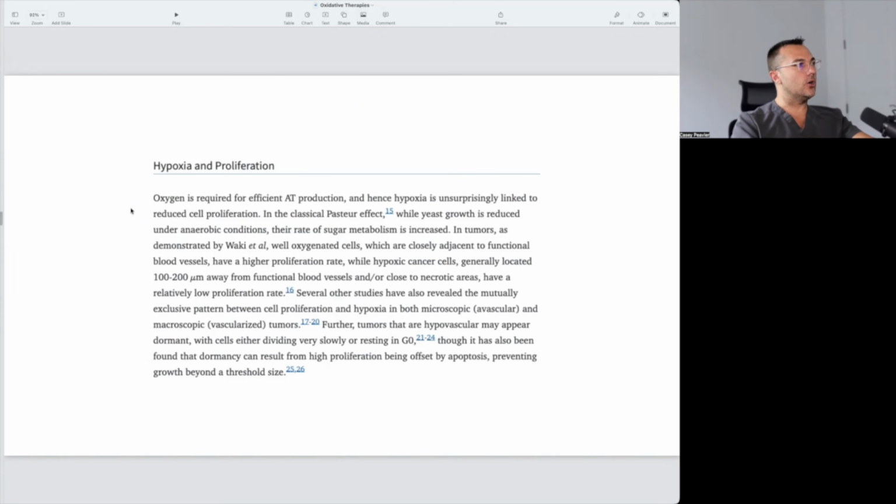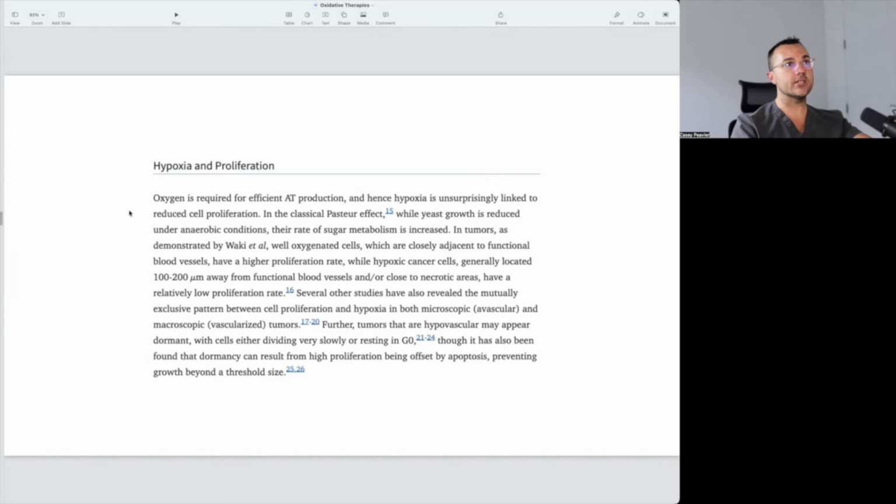In this part called hypoxia and proliferation, it says that oxygen is required for efficient ATP production, and hence hypoxia is unsurprisingly linked to reduced cell proliferation. In the classic Pasteur effect, while yeast growth is reduced under anaerobic conditions, their rate of sugar metabolism is increased. In tumors, as demonstrated by Waki et al., well-oxygenated cells, which are closely adjacent to functional blood vessels, have a higher proliferation rate, while hypoxic cancer cells, generally located 100 to 200 micrometers away from functional blood vessels and/or close to necrotic areas, have a relatively low proliferation rate.